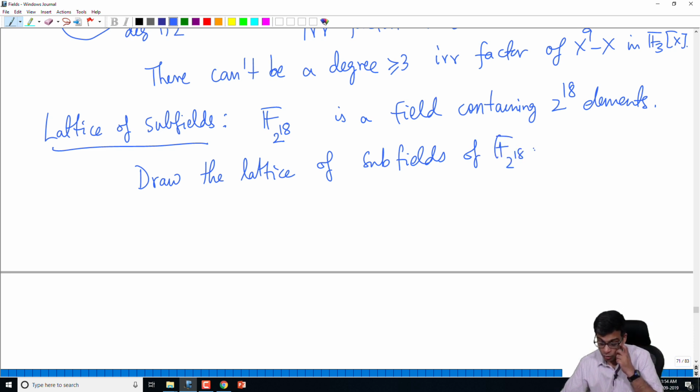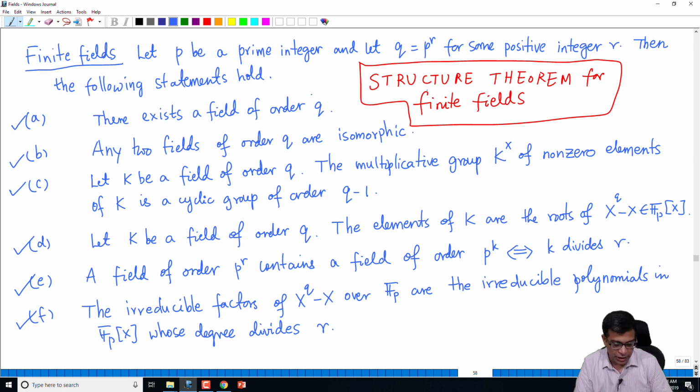So I'm going to appeal to the structure theorem, the part of the structure theorem which said a subfield of p power r contains a field of p power k. Remember, p must be same. Clearly, you can't contain a different p because they're all above Z mod pZ. So p must be same, but exponents also have a relation. r must be divisible by k. So here we are taking 2 power 18. So we are looking for 2 power k where k divides 18.